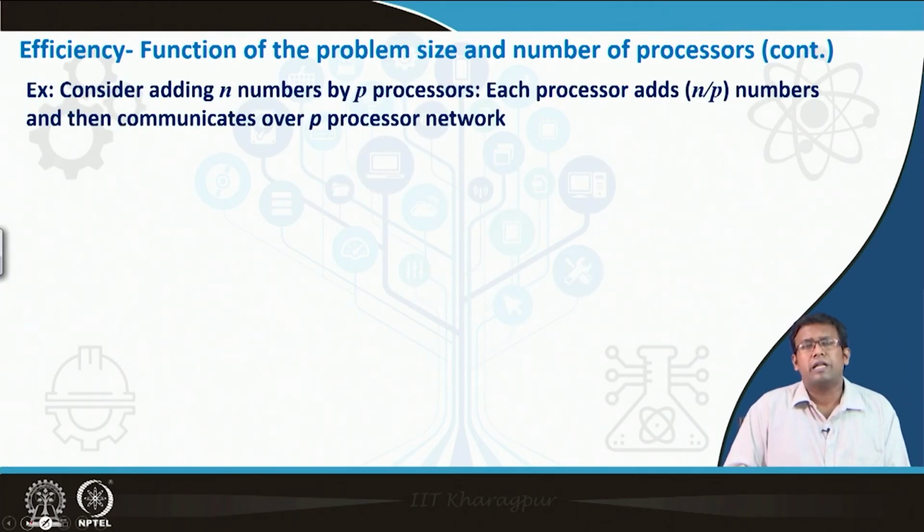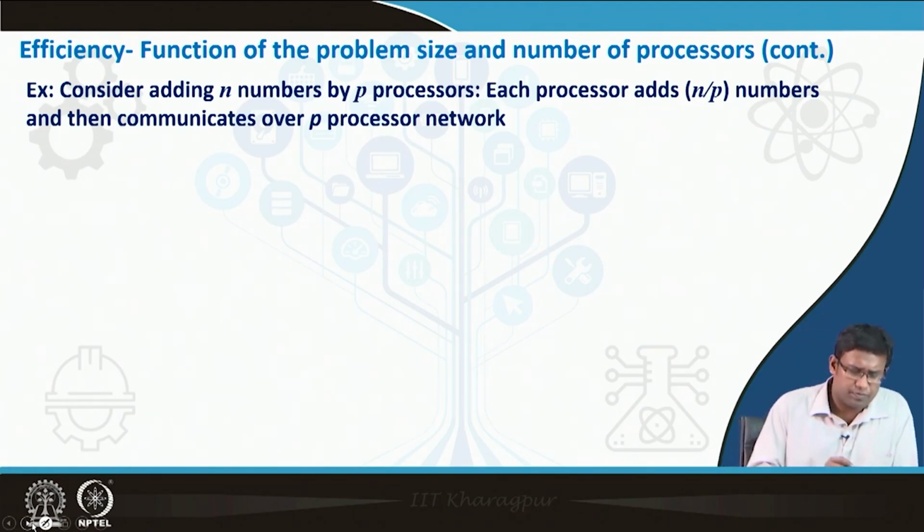So, we consider an example to look at these things in detail. We consider addition of n numbers by P processors, and n is divisible by P. So, each processor adds n by P numbers and then communicates its sum over this P processor network, and after this communication one processor picks up these values and adds the local additions which are coming from all the different processors.